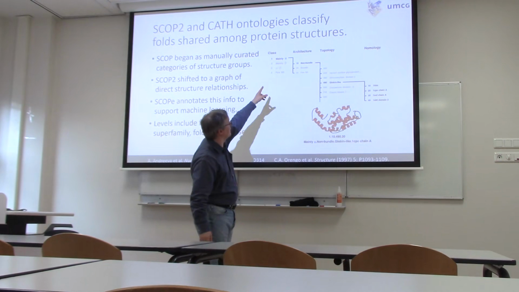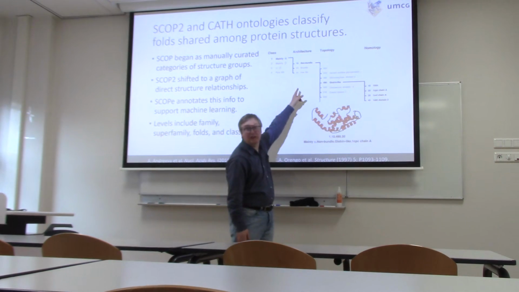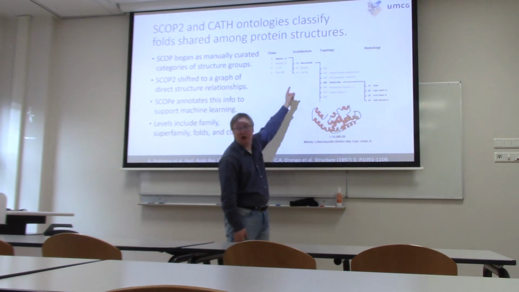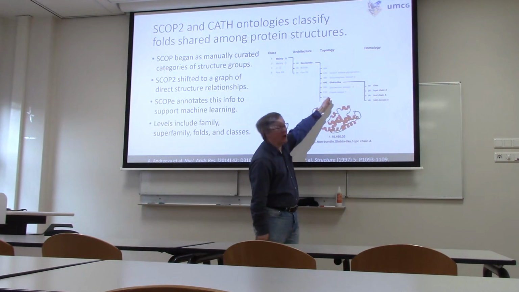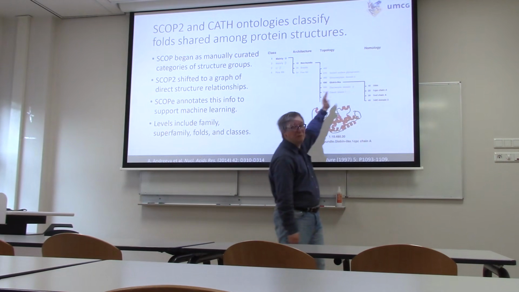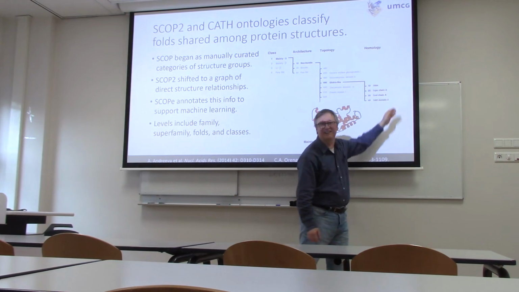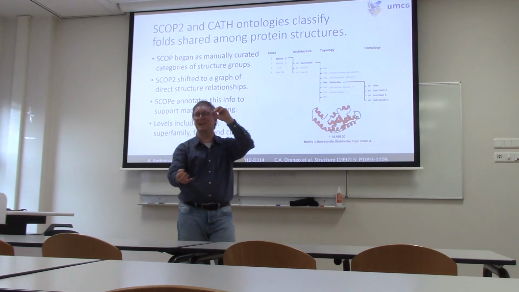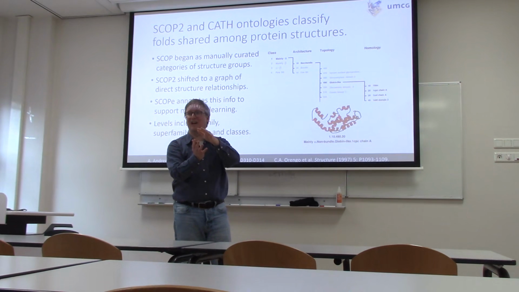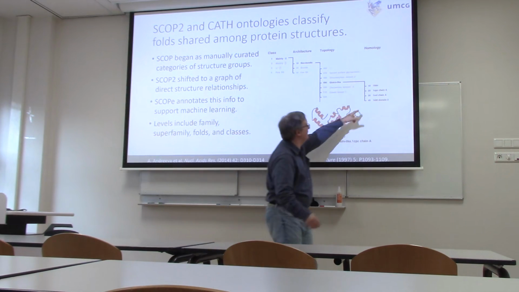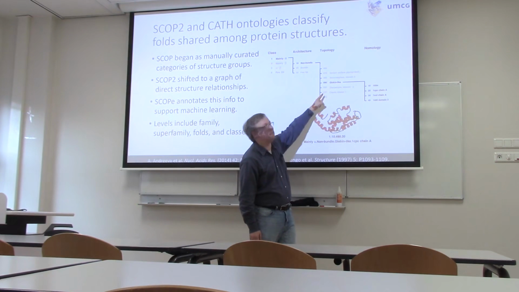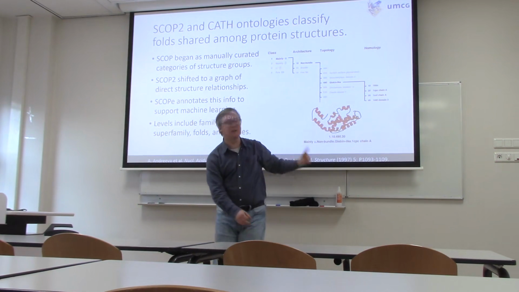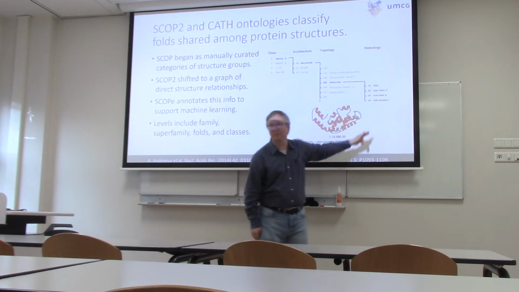Within each of these four, we have an architecture. Within each architecture, we have a topology. Within each topology, we have homology. So you might have multiple sequences that all fall in the same basic fold, and then those would all represent the same topology, same architecture, same class, just differing at the level of homology.